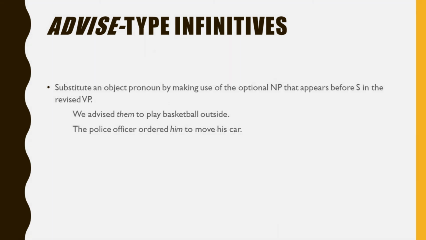As in the case of the first type of infinitive, we can also substitute an object pronoun by making use of the optional noun phrase that appears before subject in the revised verb phrase rule. For example, we advise them to play baseball outside. The police officer ordered him to move his car.